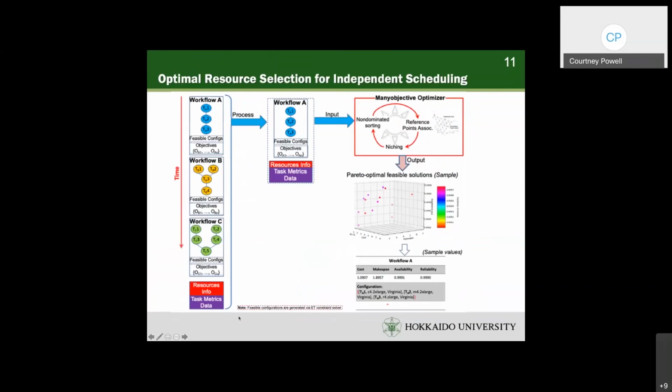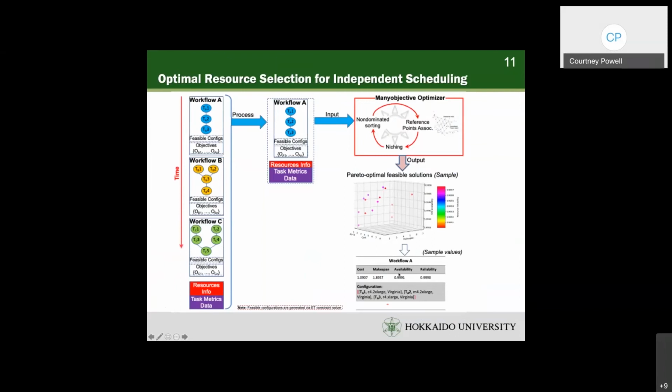So this is the actual flow for independent scheduling. Here we have our queue. And from this queue, we actually choose one workflow. We find the optimal configurations. And you can see the actual configuration, optimal configurations here, and the configuration for that.